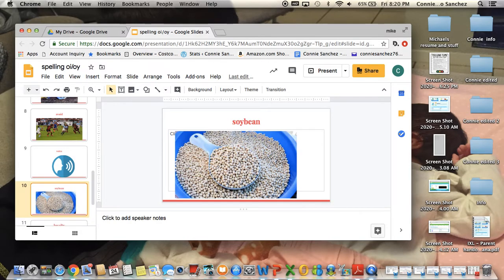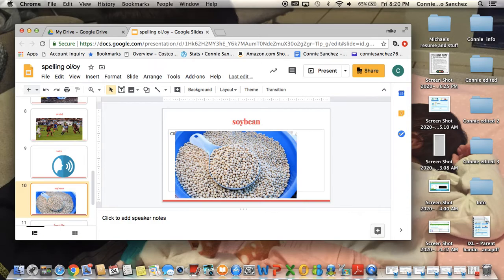All right, next one is soybean. This one too is kind of an exception because it seems like the OY should be an OI because it's in the middle of soybean. But this is also an exception, and you'll notice that there are other words that you will think, oh, it must be the OI because it's in the middle. But no, in this case, it's the OY in the middle here.